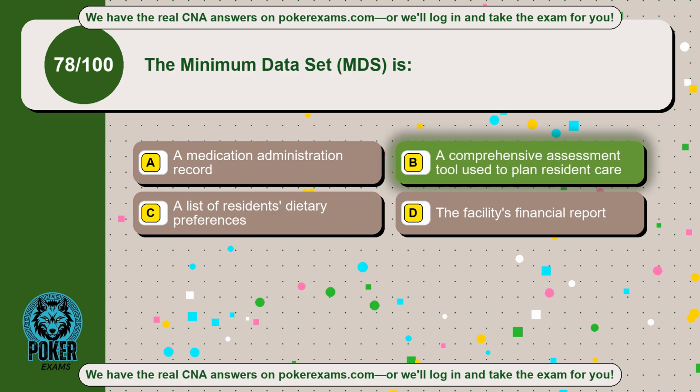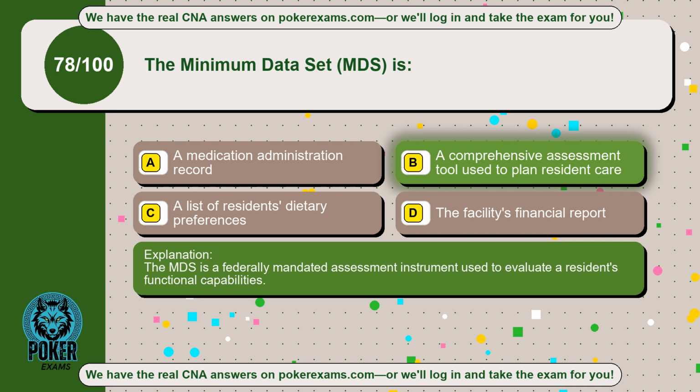The correct answer is Option B, a comprehensive assessment tool used to plan resident care. The MDS is a federally mandated assessment instrument used to evaluate a resident's functional capabilities.